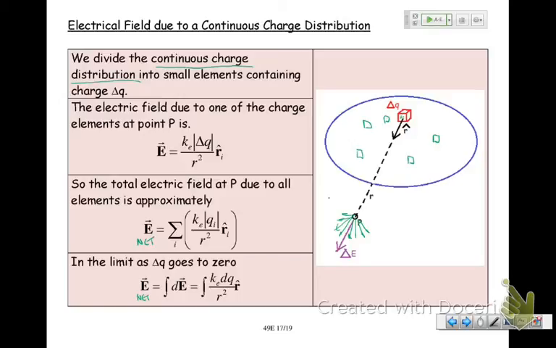Let's not call it delta E's, let's call it dE's. We've gone to the limit. So now we're doing a bit of calculus. And as always, we'll cheat as much as possible by using symmetry. So my equation, KE's still in there. Rather than my little bit of charge, delta Q, I have dQ. My R squared is still in there. And my unit vector is still in there. Man, summing a whole bunch of unit vectors is going to be a real pain.